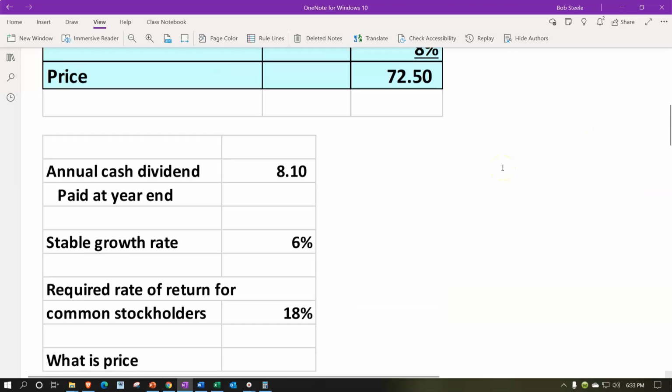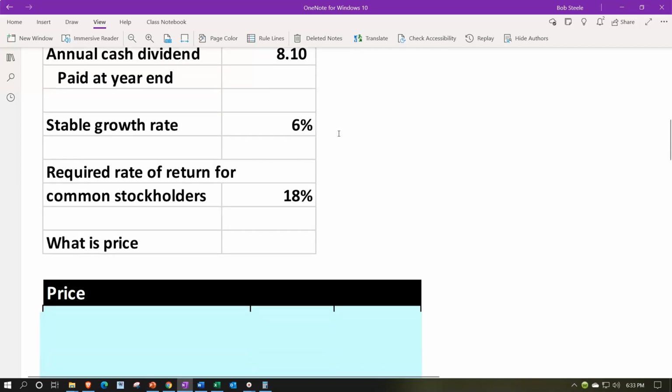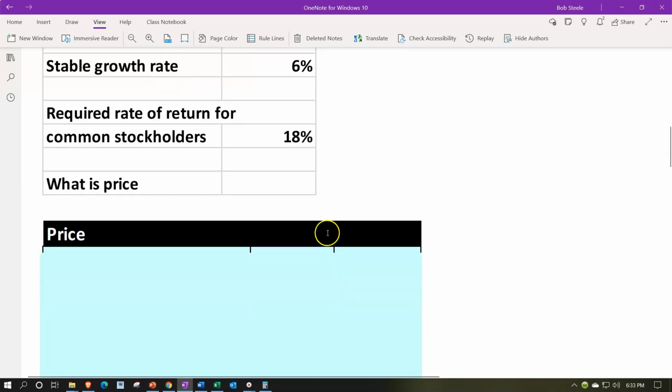So let's do this a couple more times with some different scenarios. Now we've got the annual cash dividend of 8.10 paid at the end of the year. So our assumption is at the end of the year here. Stable growth rate is going to be 6% this time. Required rate of return for the common stockholders is going to be 18%.